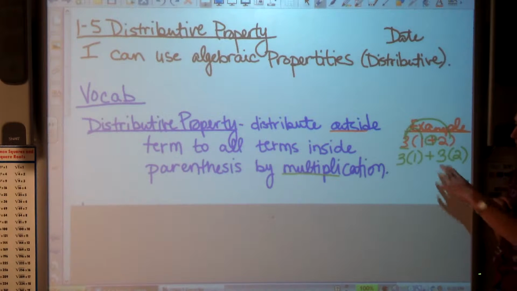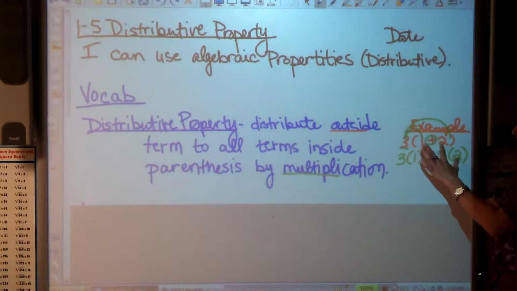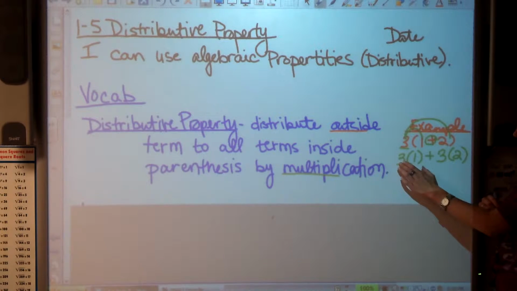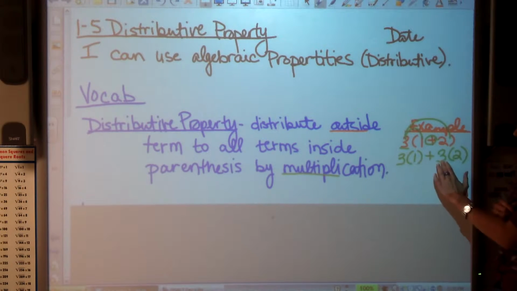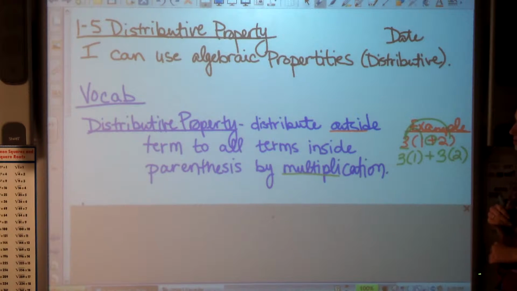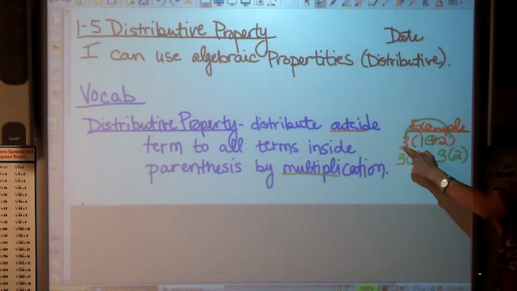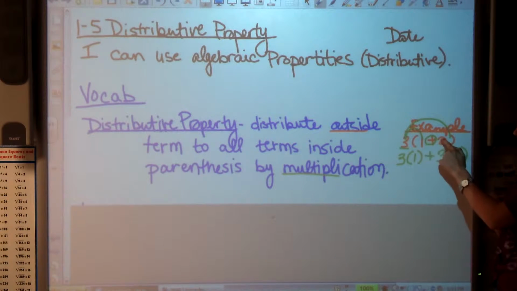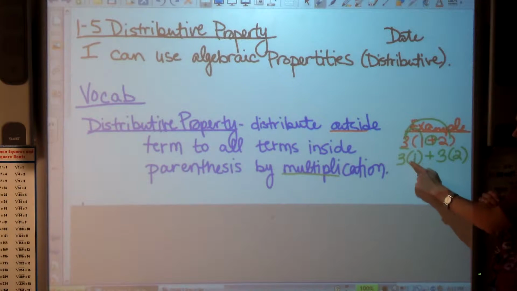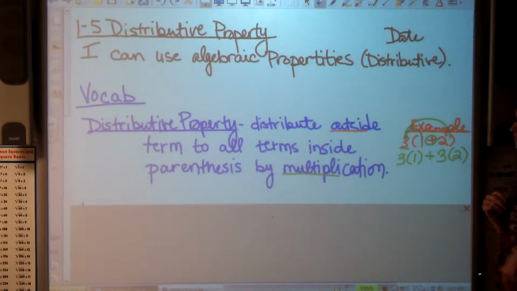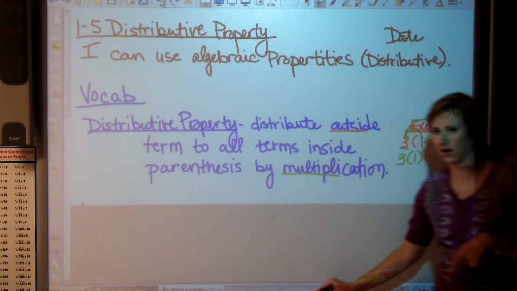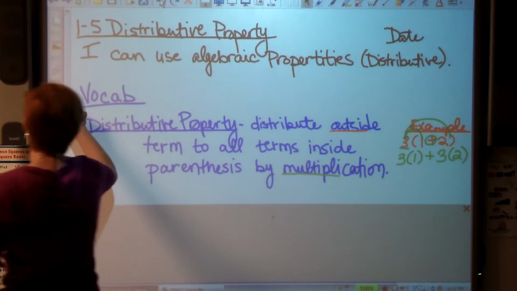And if you notice up here inside the parentheses, I have 2 numbers, I have 1 and 2. Down here I have both these numbers being multiplied by 3. So that's how you distribute. Take your outside term, multiply it to everything inside the parentheses. 3 times 1, 3 times 2. Okay, this is as far as I'm going to take that one for now.